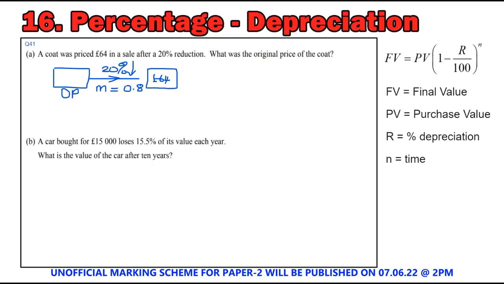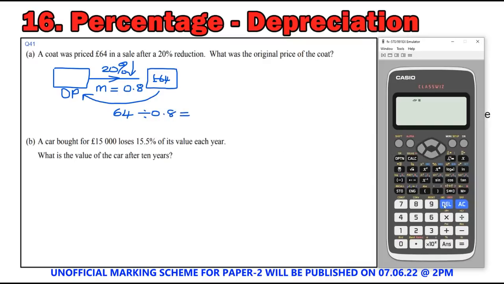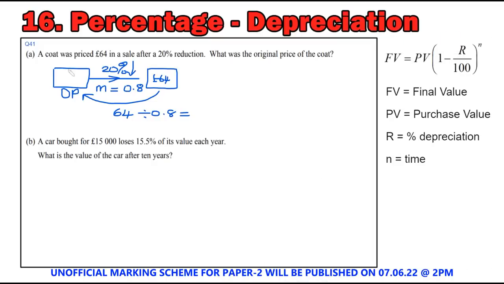So original price, you can use the reverse percentage. So the method to do is 64 divide by 0.8. So that is the correct answer. You can use the calculator. So it's 64 divided by 0.8, and the answer is 80. So that is the first part answer.